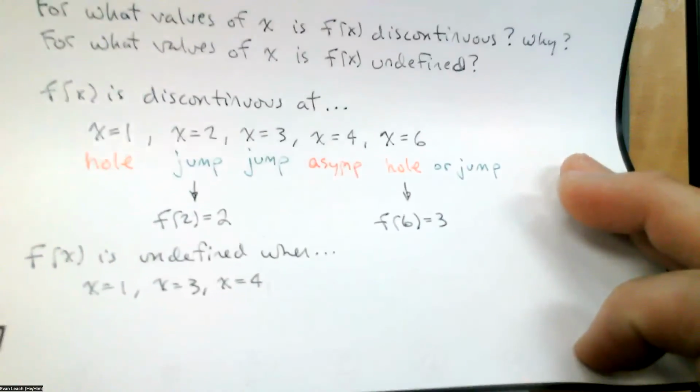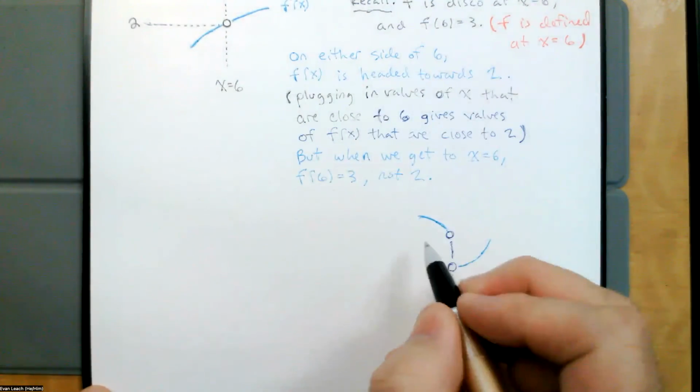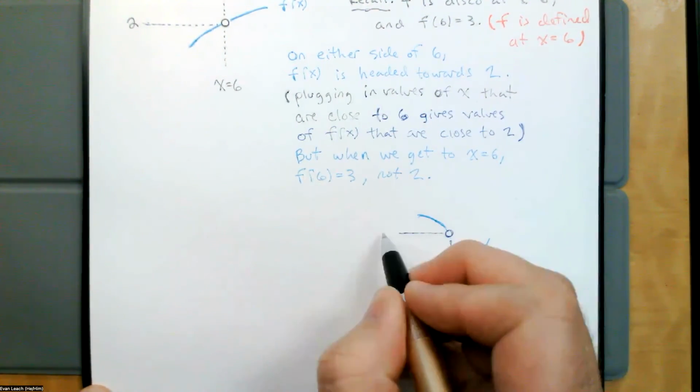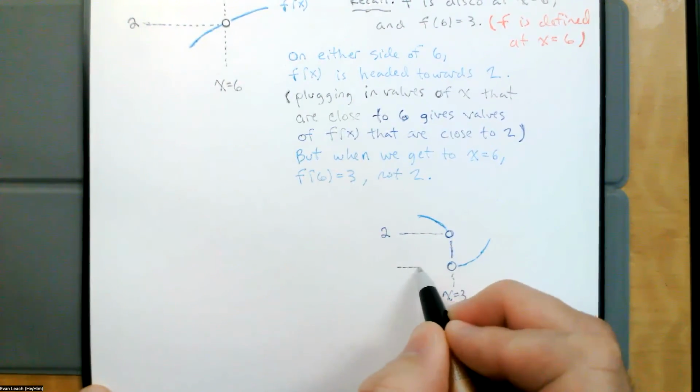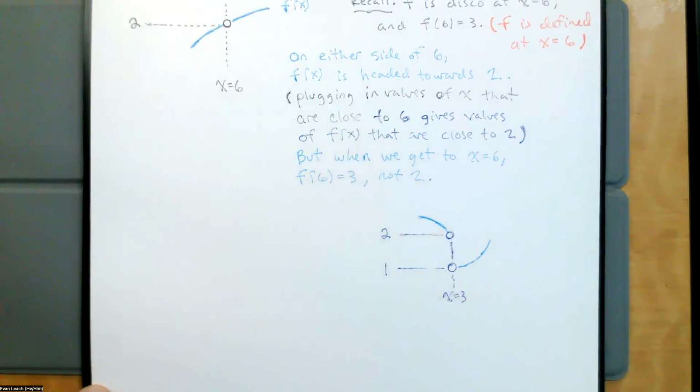Remember the values, 2 and 1. As we're approaching x equals 3 from the left, the function is headed towards 2. As we're approaching x equals 3 from the right, the function is headed towards 1. So we're approaching different values from either side of the point. That's what causes the jump.